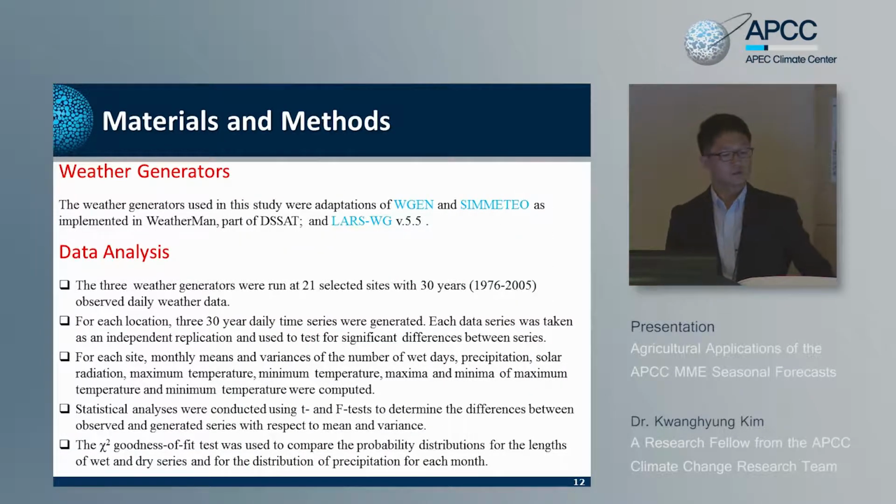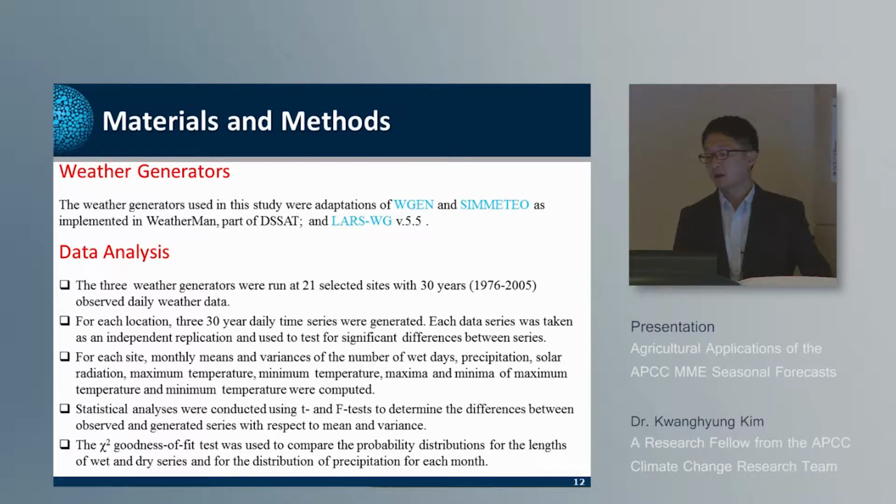The weather generators used in this study are WGEN, SIMMETEO, and LARS-WG. The three weather generators were run at 21 selected sites with 30 years of observed daily weather data. For each location, three sets of 30 years of daily time series were generated. Each data series was taken as an independent replication and used to test for significant differences between series.